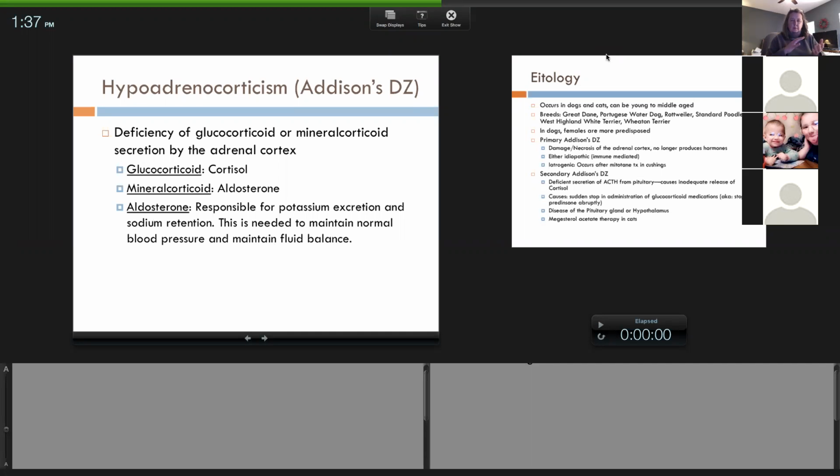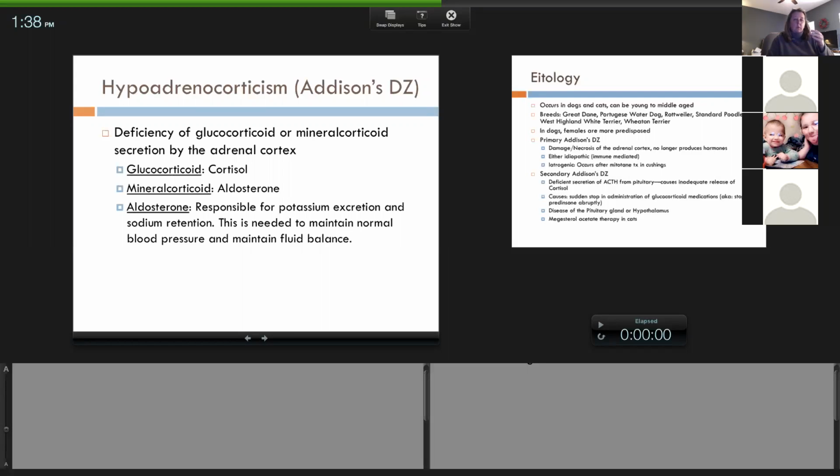So now we're talking about the flip side, which is hypo or low adrenocorticism, and that is defined as Addison's disease. And this one isn't as common as Cushing's, but it is a deficiency of glucocorticoid or mineralocorticoid secretion by the adrenal cortex. So if you remember, the primary glucocorticoid that the body secretes is cortisol, and cortisol causes that hyperglycemia. It helps mediate inflammation. It helps maintain blood pressure.